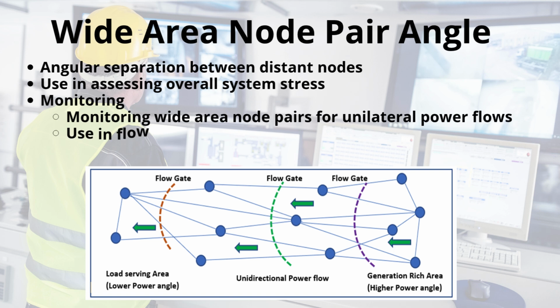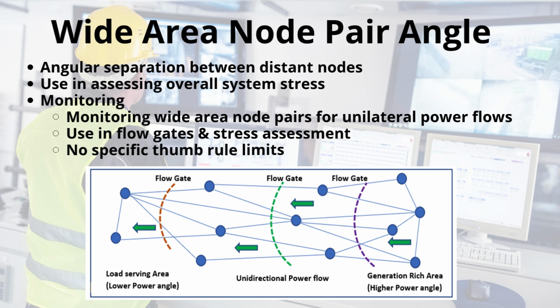They're not directly connected. Usually not. This angle is less about that direct local synchronizing force and more about assessing the overall stress level across a larger part of the system. It's used to look for potential inter-area oscillations where whole regions might swing against each other. It helps monitor for potentially problematic power flows across large distances. Sometimes these wide area angle differences are used to define flow gates, which are basically limits on how much power can be transferred across certain boundaries in the grid.